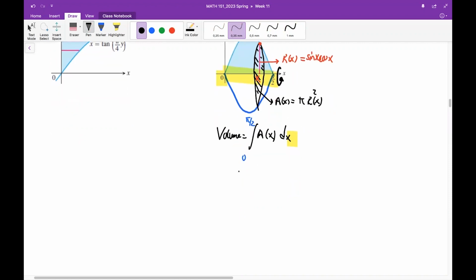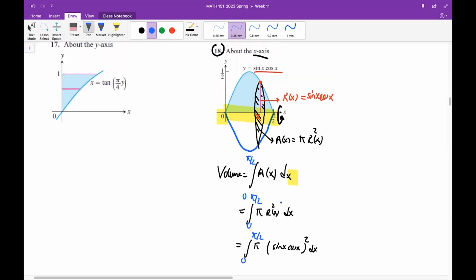So that's it, we're almost done. Pi r of x squared dx. I am just inserting r of x: pi times sine x cosine x, dx. Don't forget to square your radius. Like this, from 0 to pi over 2. If you compute this integral, you will find a positive real number, and that real number will give you the volume of that three-dimensional object.